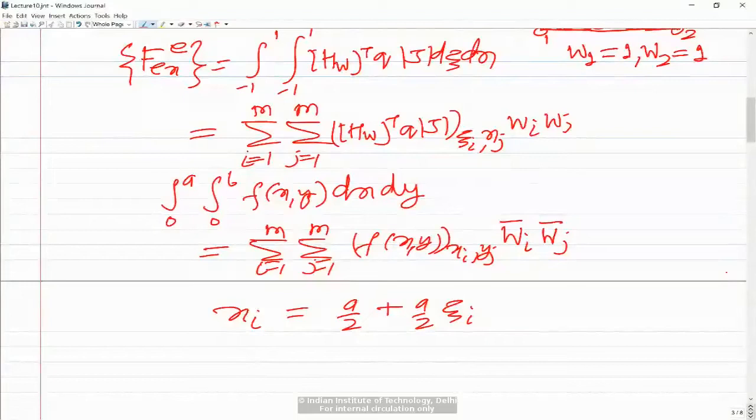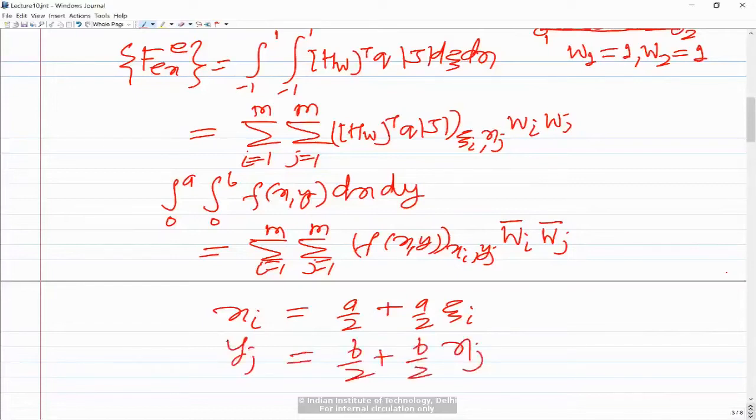The Gauss points are already available in books. If you see Gauss points for different integration, if it is 1 point integration, 2 point integration, or 3 point integration, the values of xi at the Gauss points are available. So from that you can calculate x_i, and similarly y_j will be b by 2 plus b by 2 into eta_j.